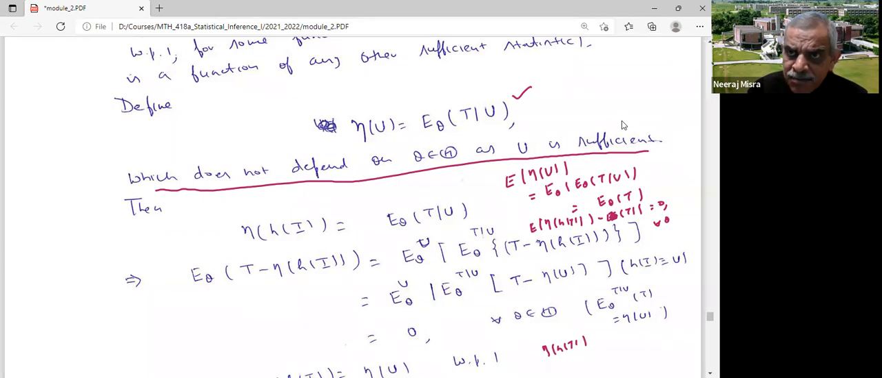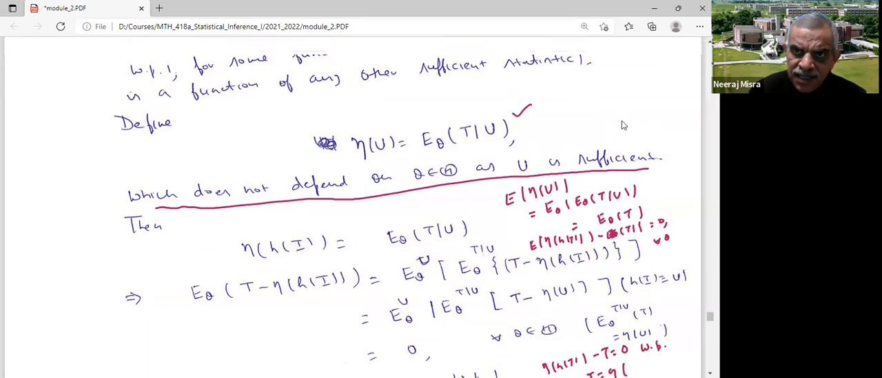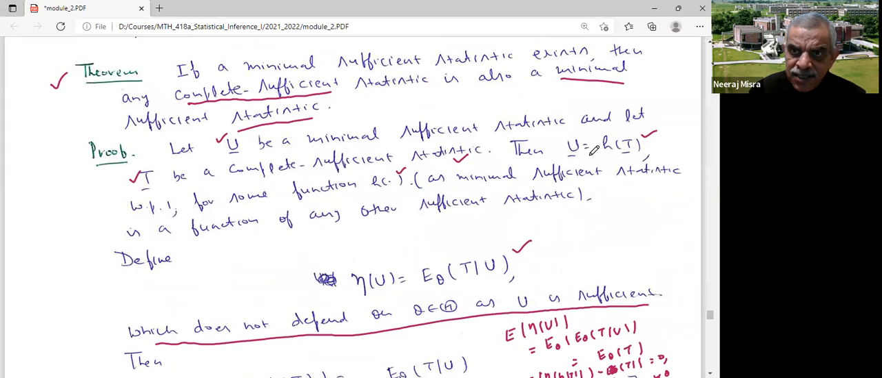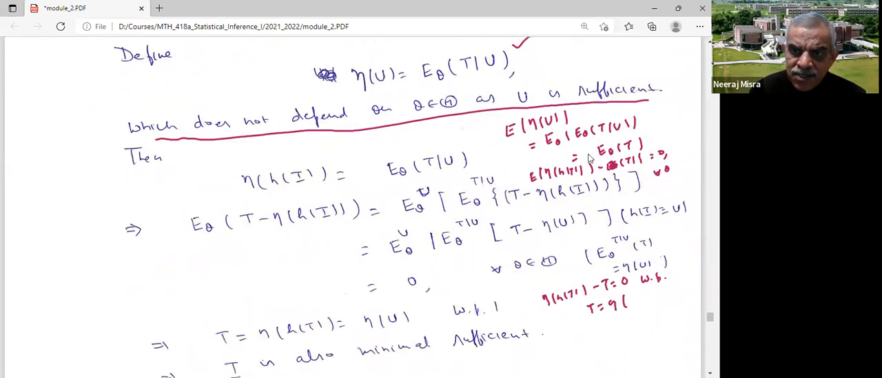But t is complete. If t is complete and the expected value of some function of t is 0, that would imply that the function is 0. That means eta of h of t minus t is equal to 0 with probability 1. What does that mean? That means t is the same as eta of h of t, but h of t is the same as u. So t is the same as eta of u.